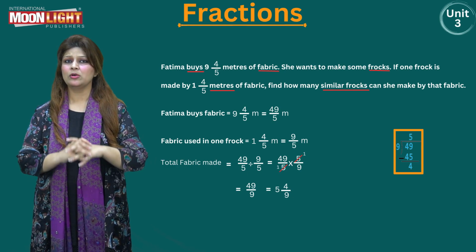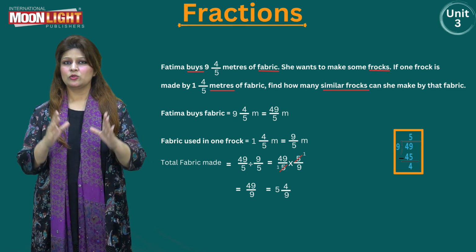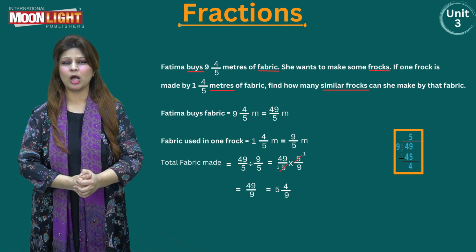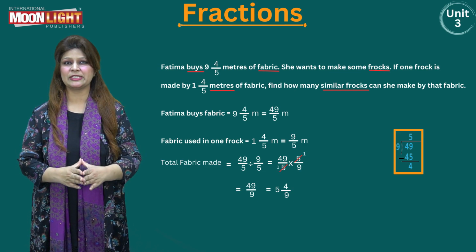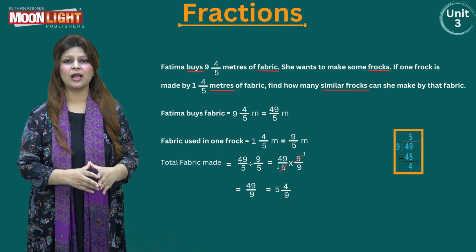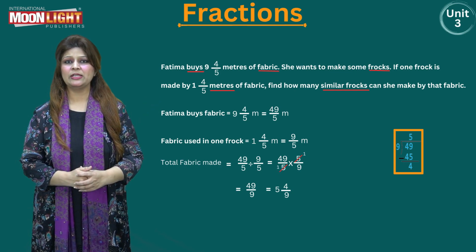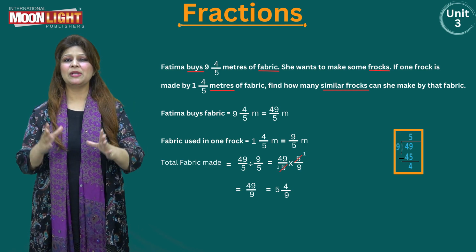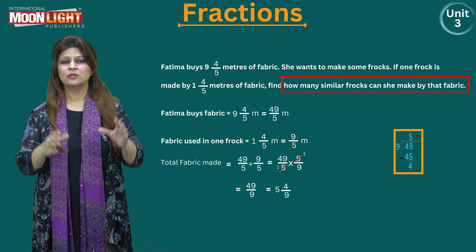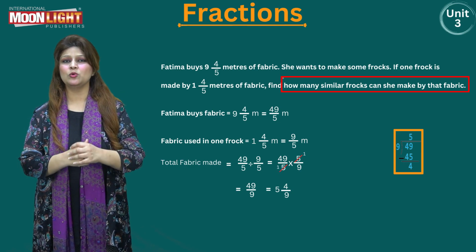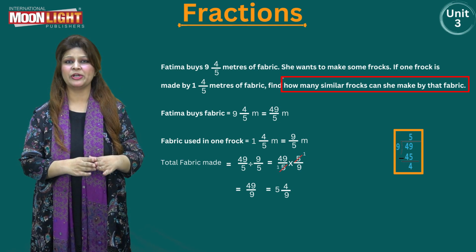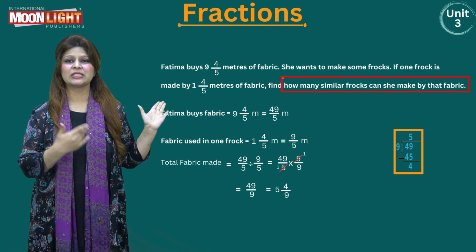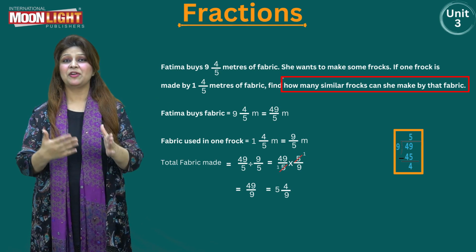So right now, what is the next thing? U stands for underline the keywords, which are going to help you out in rephrasing the statements. Keywords over here are fabric, buys, frocks, meter, similar frocks. So how many similar frocks? This is the main thing. Next, you are going to box the question. The question over here is: find how many similar frocks can she make by that fabric.